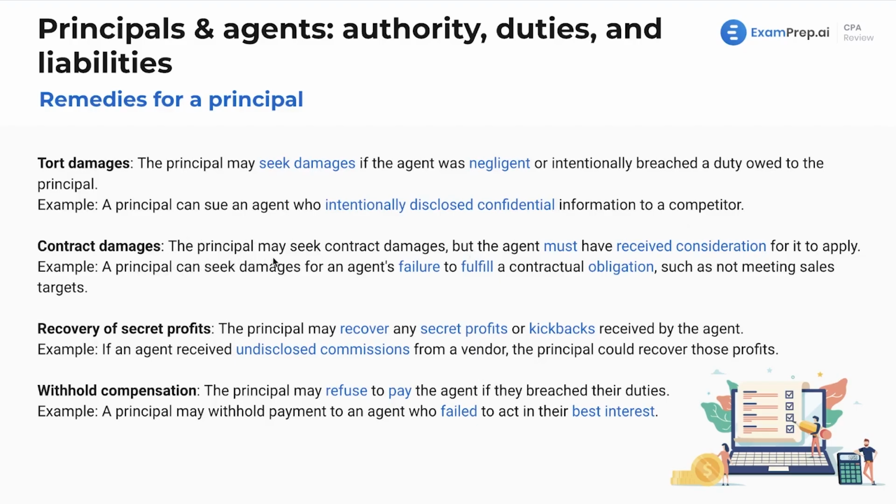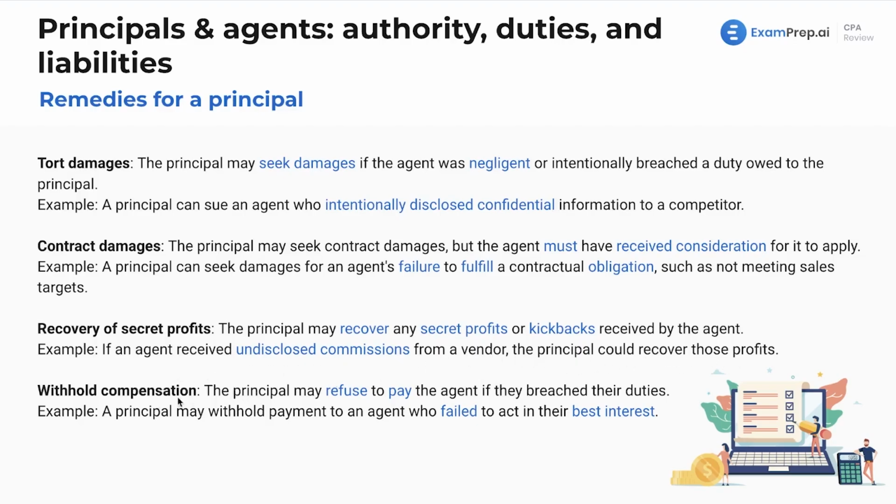Contract damages, the principal may seek contract damages, but the agent must have received consideration for it to apply. So, for example, a principal can seek damages for an agent's failure to fulfill a contractual obligation, such as not meeting sales targets. Also, recovery of secret profits. The principal may recover any secret profits or kickbacks received by the agent. So, for example, if an agent received undisclosed commissions from a vendor, the principal could recover those profits.